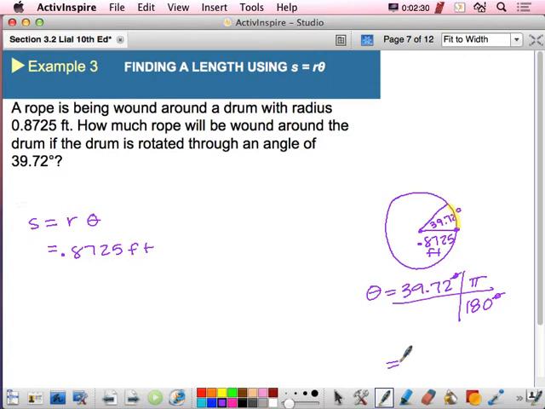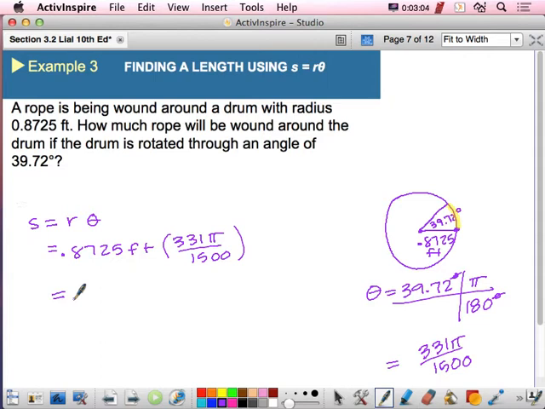So did you guys get 331 pi over 1500? Yes. Oh, that's gross. Okay. 331 pi over 1500 radians. And that's what we're going to use as our angle. So we'll substitute it in. If I take the 0.8725, multiply by 331, divide by 1500, I get, ooh. Really nasty.